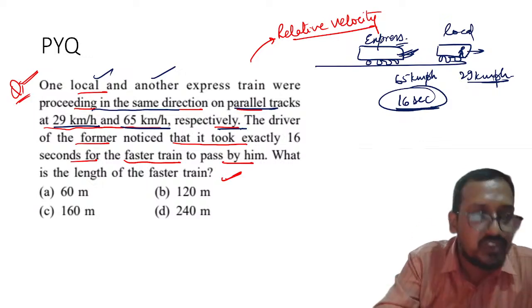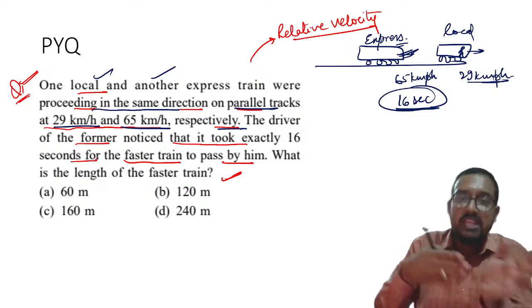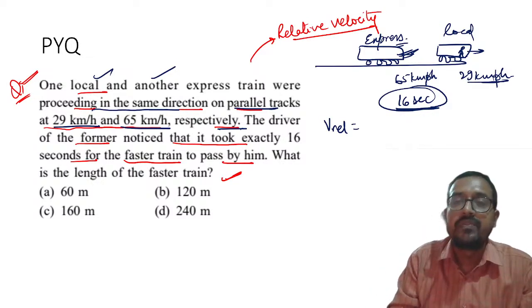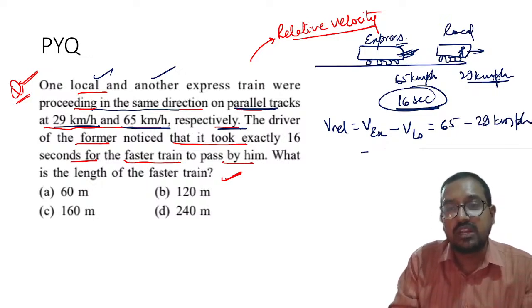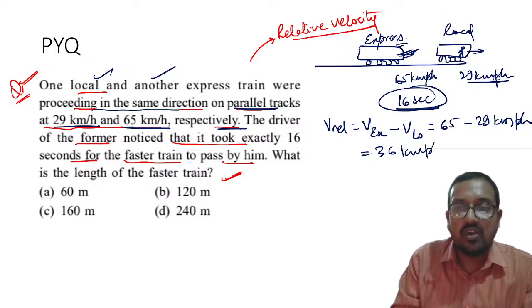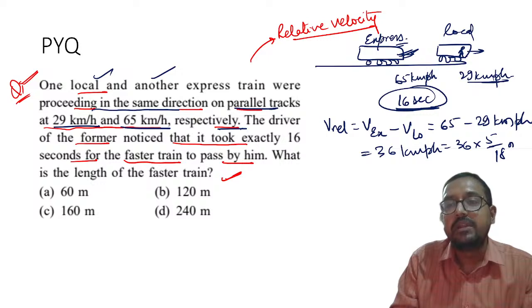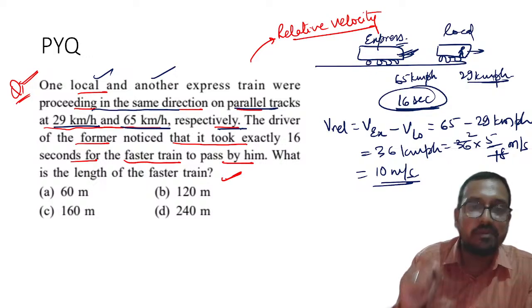My dear students, what should we use? Please tell me. Since both trains are moving on the ground, we will take relative velocity, that is equal to V express minus V local, which is 65 minus 29 kmph, that is equal to 36 kmph. Now if I convert it into meter per second, that will be 36 into 5 by 18 meter per second. So this will go away and this will be 2, that will become 10 meter per second. Understood? Everyone understood this? 10 meter per second.